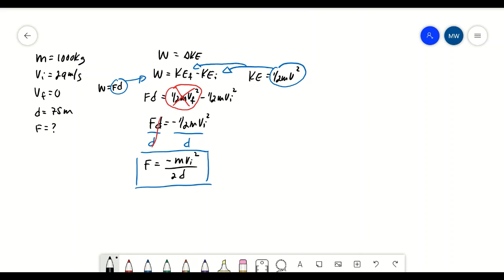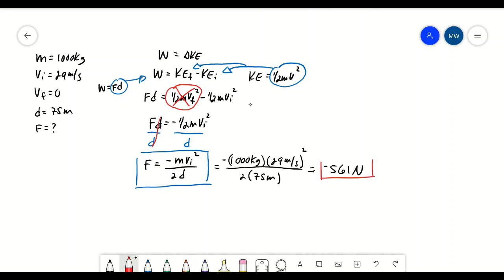So from this equation, I can just input all of my numbers, right, these measurements. So I've got my 1,000 kilogram mass. Don't forget the minus. We're moving initially at 29 meters per second, squared, divided by 2 times our stopping distance, which is 75 meters. And when we put this into the handy dandy calculator, we end up with negative 561 newtons of force to stop this car.